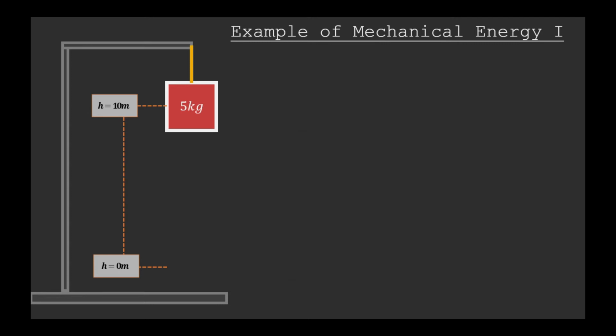Now, here's an example. So we have a 5 kilogram object that is 10 meters above the ground. Firstly, we can find out its potential energy by using EP is equal to mgh. So 5 kilograms, 9.8 meters per second squared, and 10 meters above the ground, giving us a total potential energy of 490 joules.